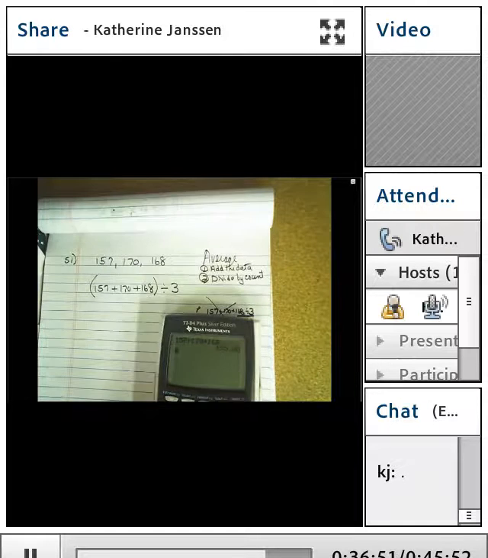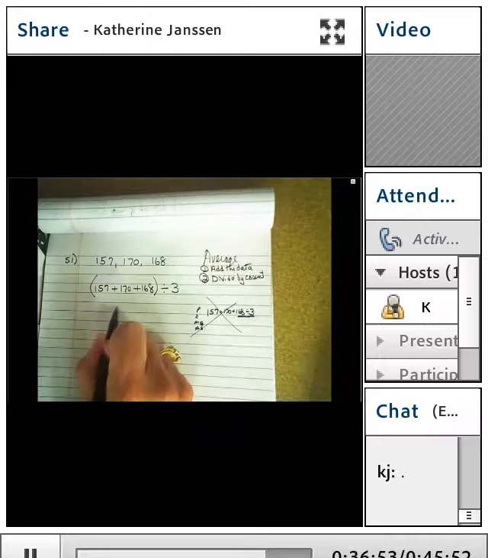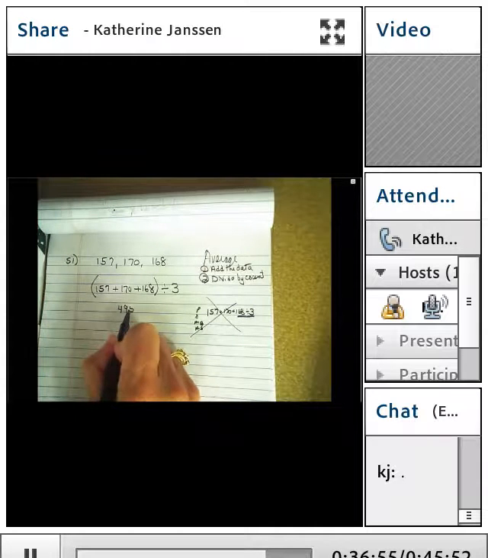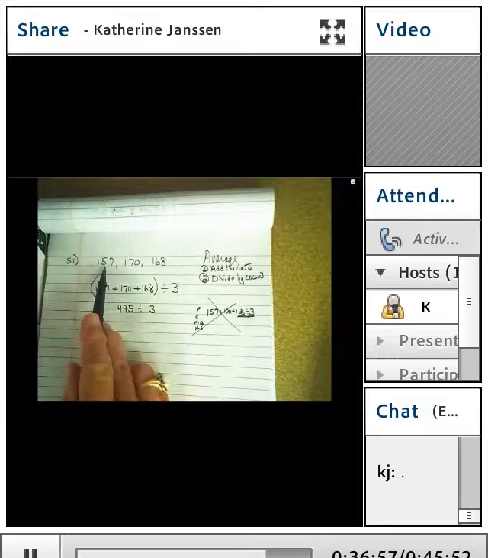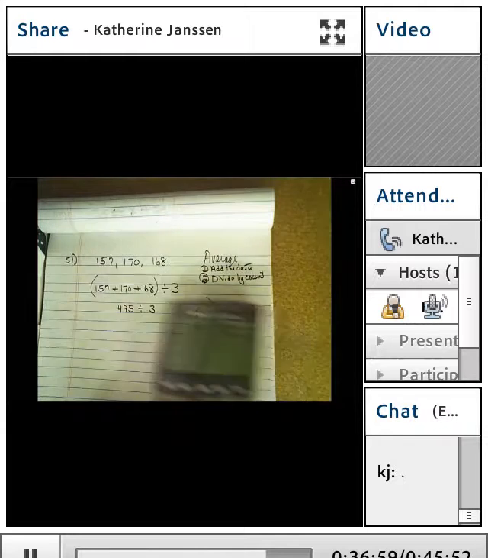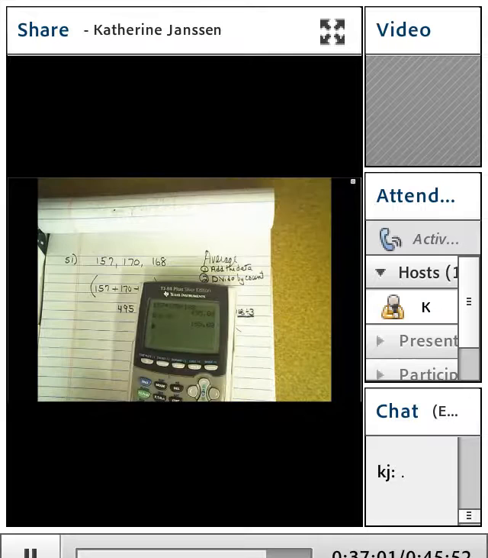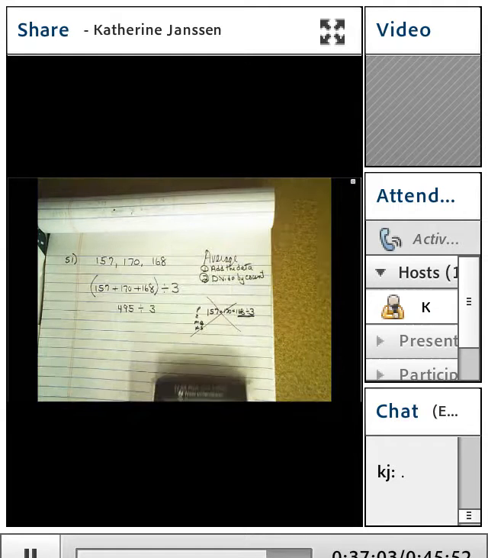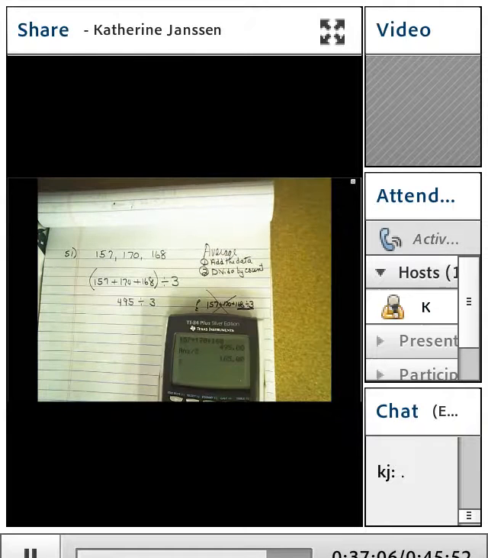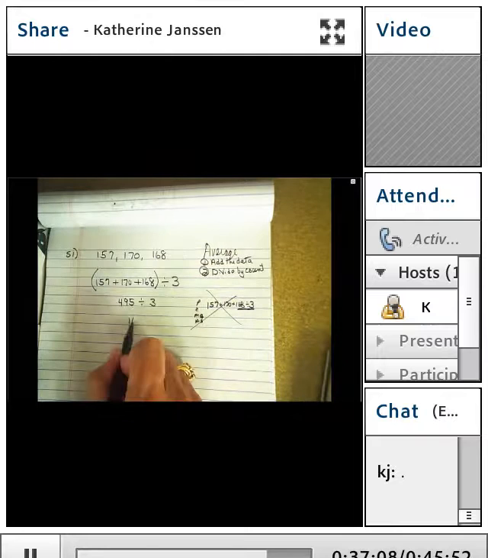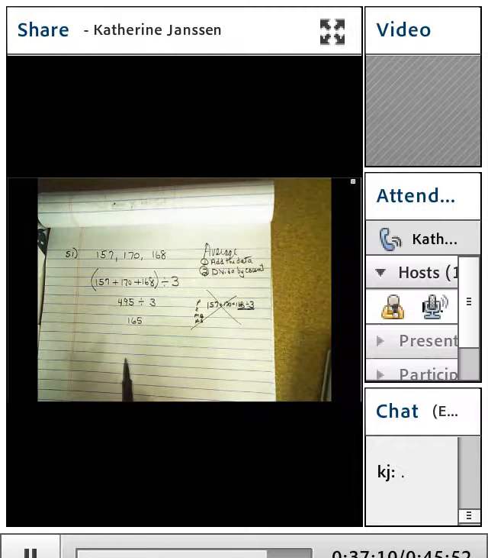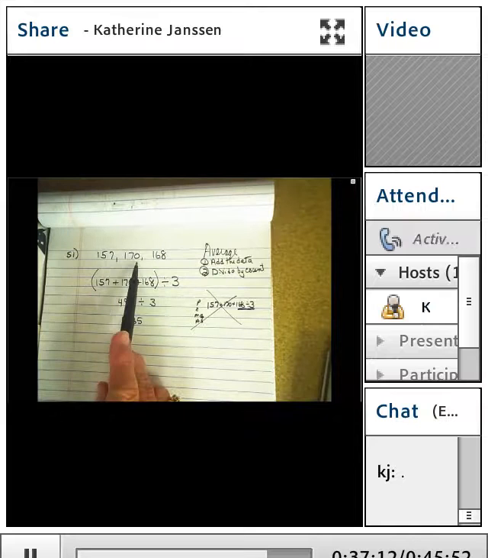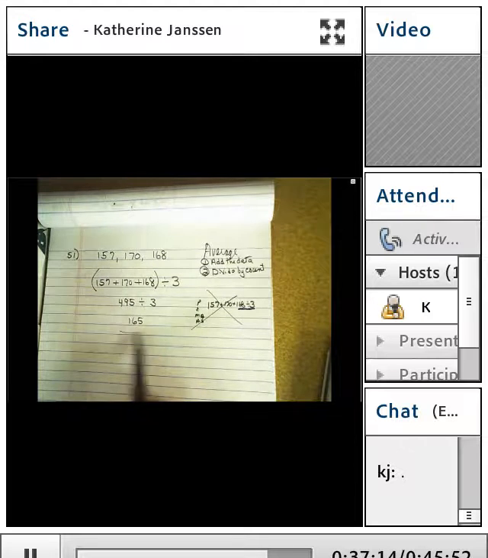We're going to add first and get 495. And now I can divide by the count of the data items, 1, 2, 3. 495 divided by 3 is 165. So the average of the 3 data items, 157, 170, and 168, is 165.